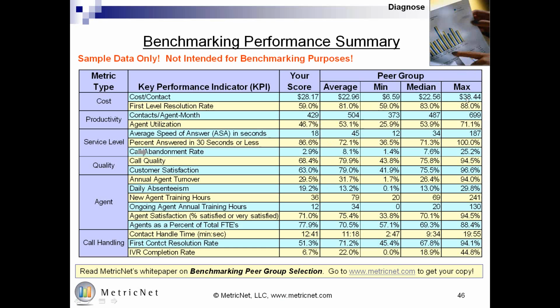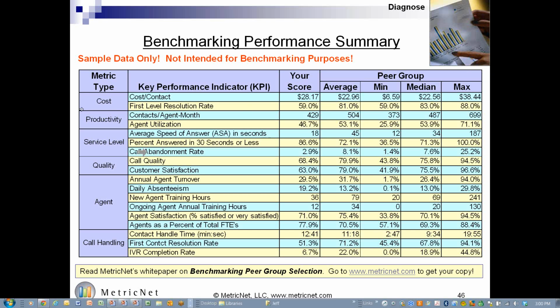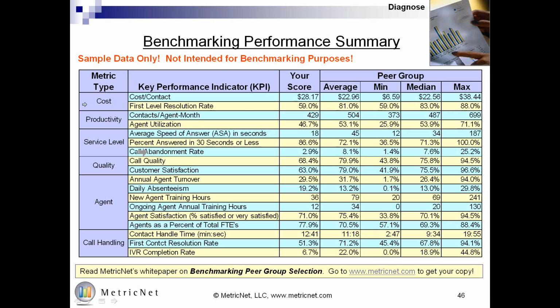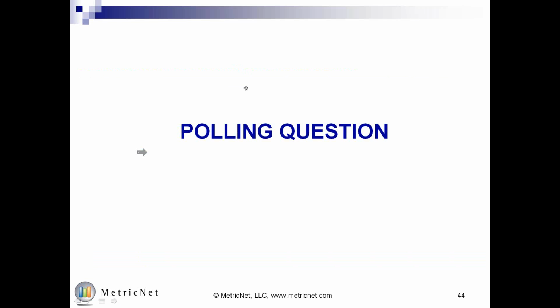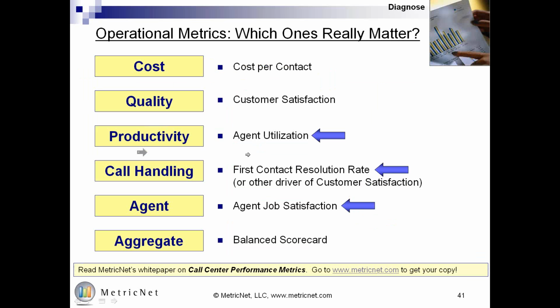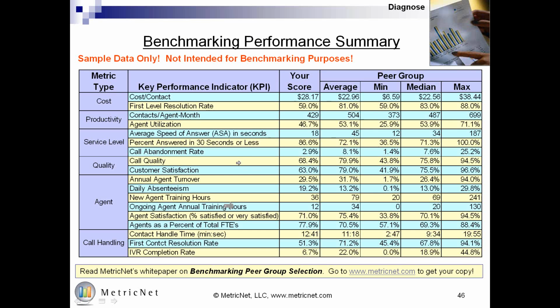What I'm presenting here on page 46 is some benchmarking data from a technical support call center. It's a call center, but it does focus on technical support. I'm showing some metrics here, and we're going to use this benchmarking data and a case study to talk about the other three performance indicators. Remember, those are agent utilization, first contact resolution rate, and agent job satisfaction.